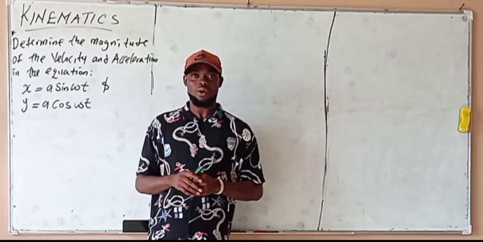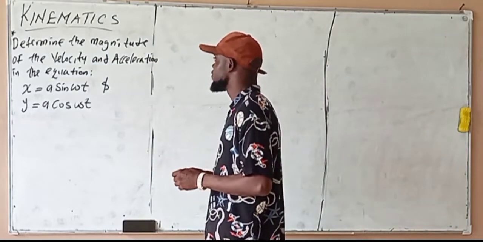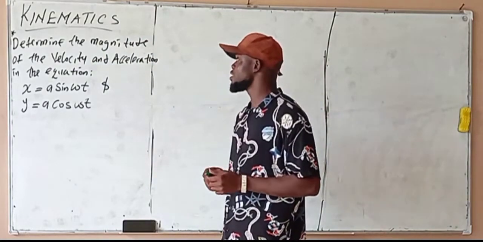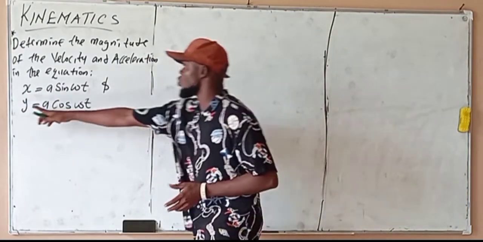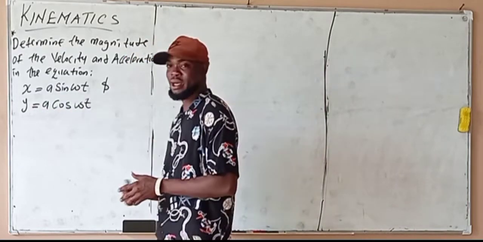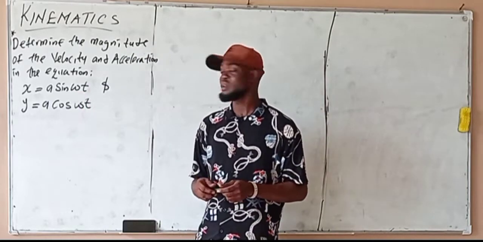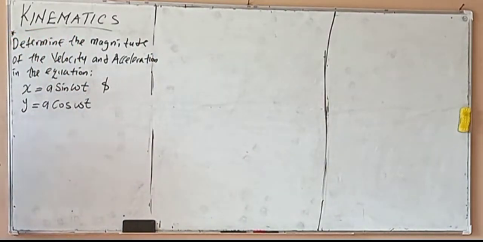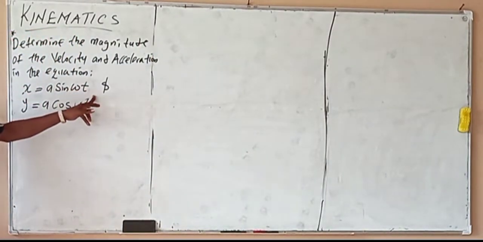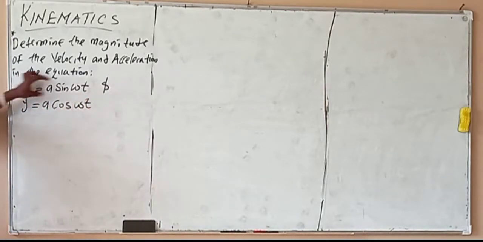Alright, we have another question now to solve. The question is, determine the magnitude of the velocity and acceleration given x equal to a sine wt, then y equal to a cos wt. W is omega, then t is time. The angle is omega t. So what will be the magnitude of velocity and acceleration? This is the displacement in the x-axis, and this will be the displacement in the y-axis.